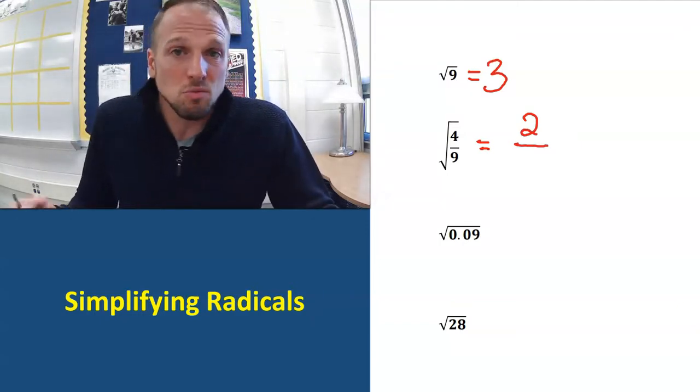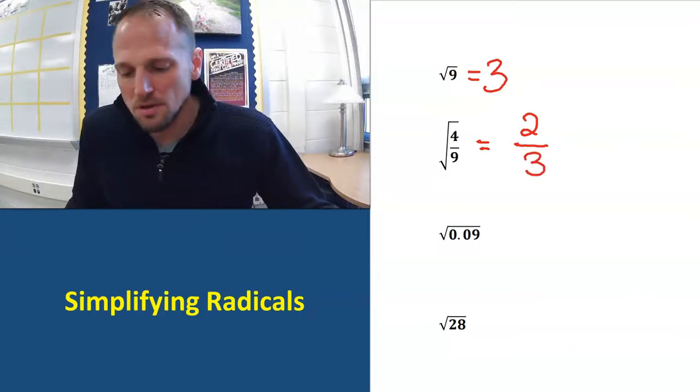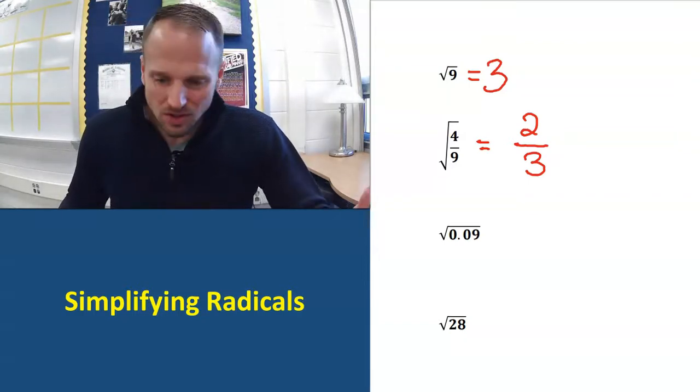And what's the square root of 9? We just talked about that one. The square root of 9 is just 3. So the square root of 4/9 is simply going to be 2/3. All right, let's look at this next one.